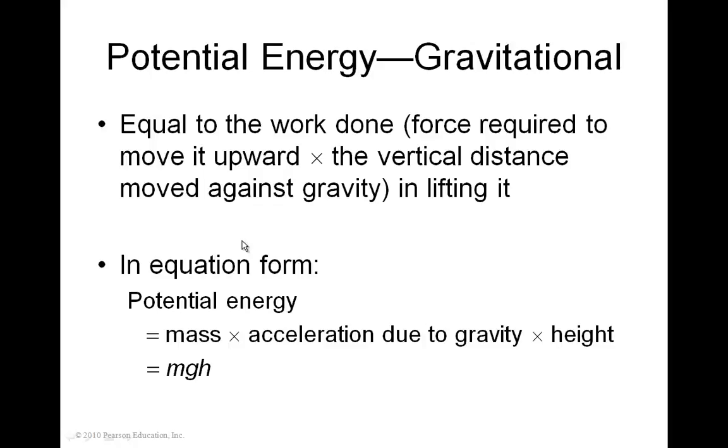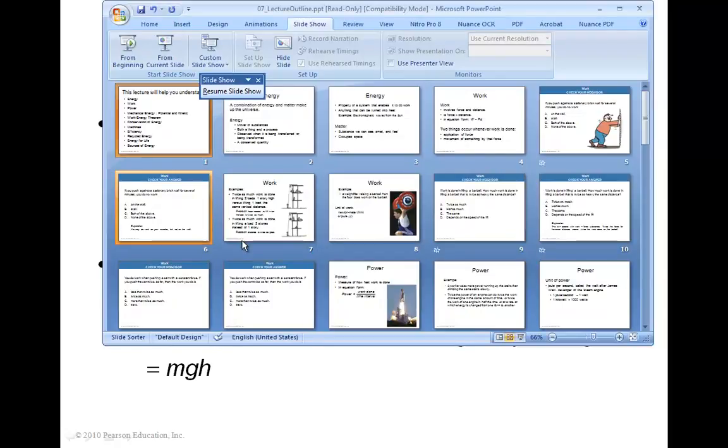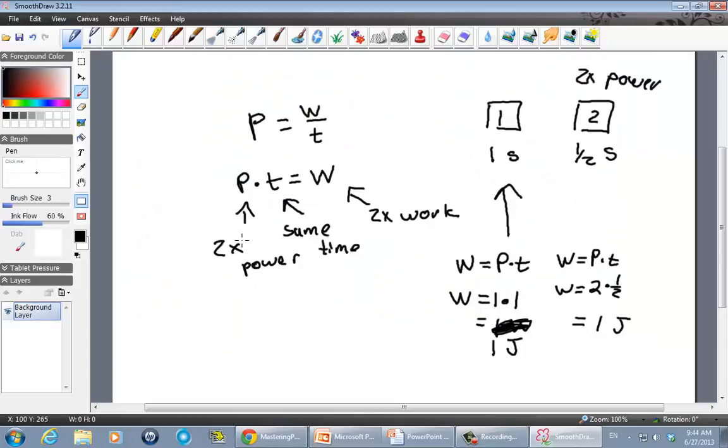In equation form, here's the equation you need to know. The potential energy, this is gravitational potential energy, that's what we call it, is mass times acceleration due to gravity, because that's the force we needed to apply to move it up, times its height, or simplified, mgh.